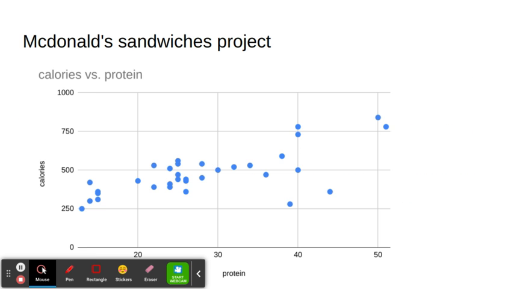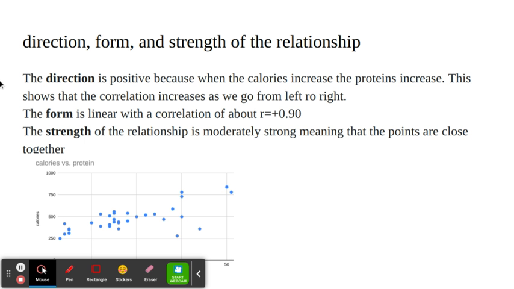The form is linear with a correlation of R equals 0.90. The strength of the relationship is moderately strong, meaning that the points are close together.